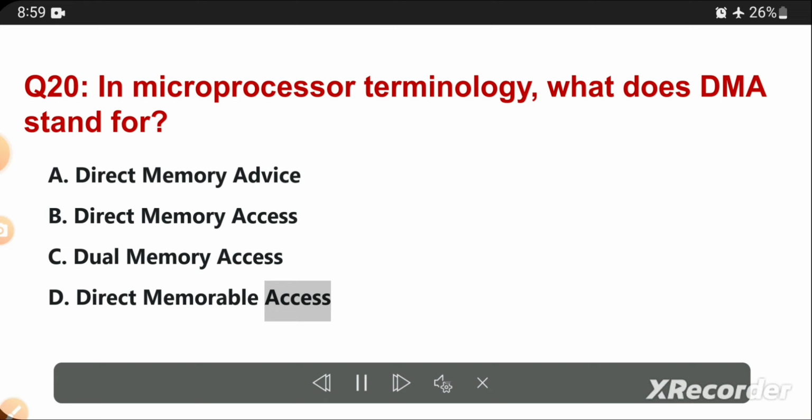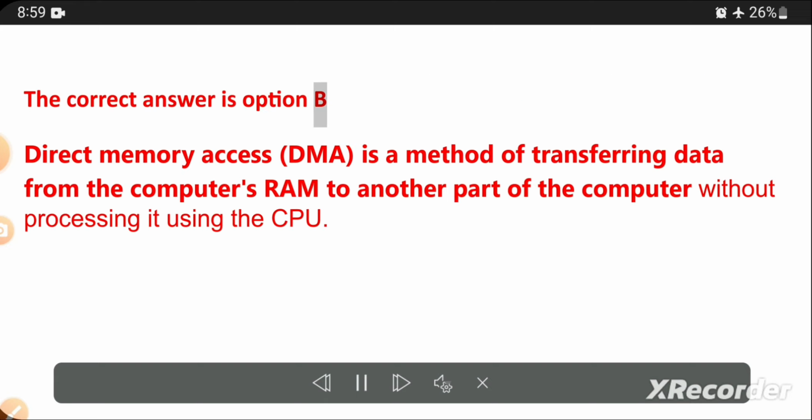Direct memory access. The correct answer is option B. Direct memory access (DMA) is a method of transferring data from the computer's RAM to another part of the computer without processing it using the CPU.